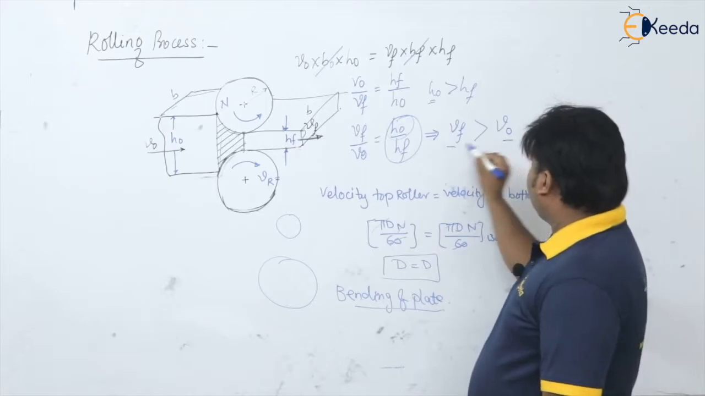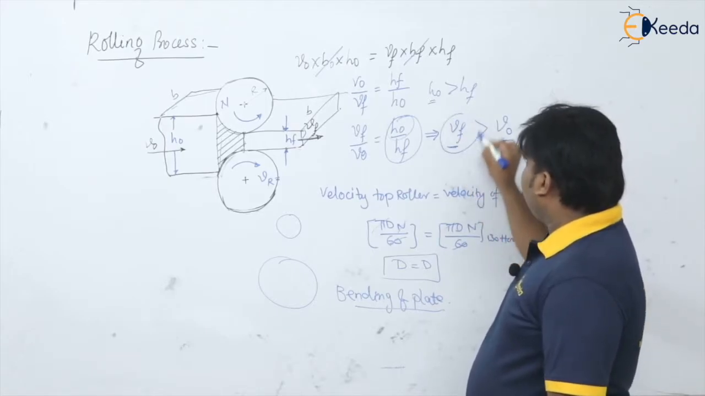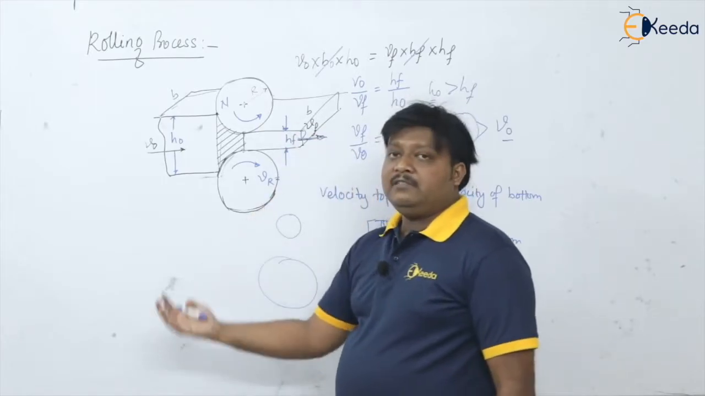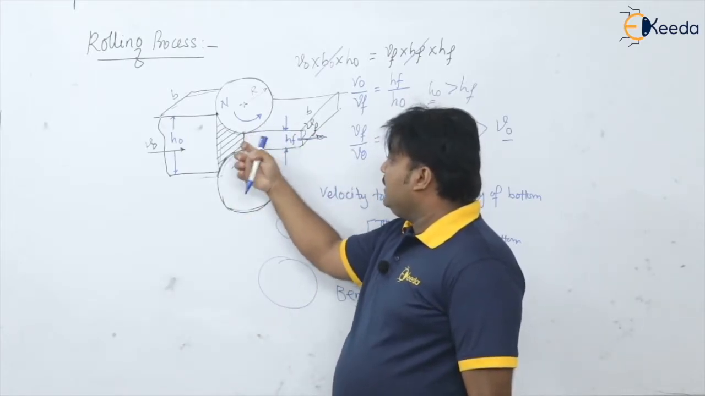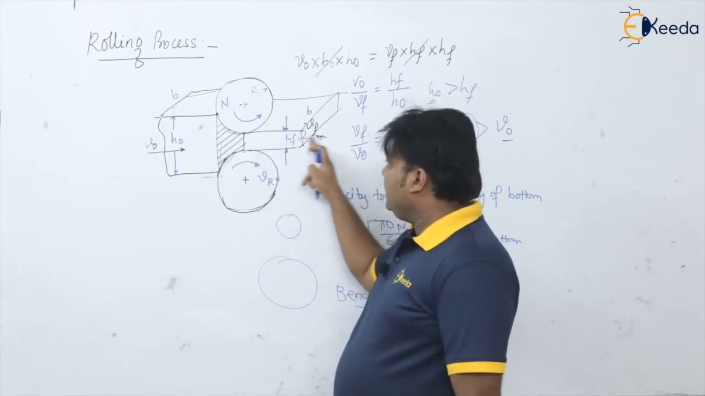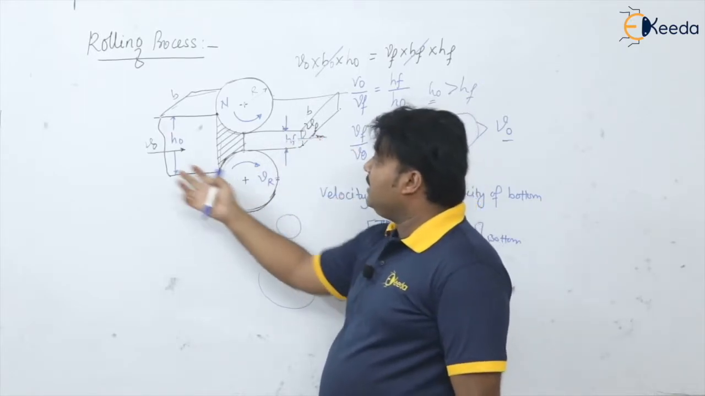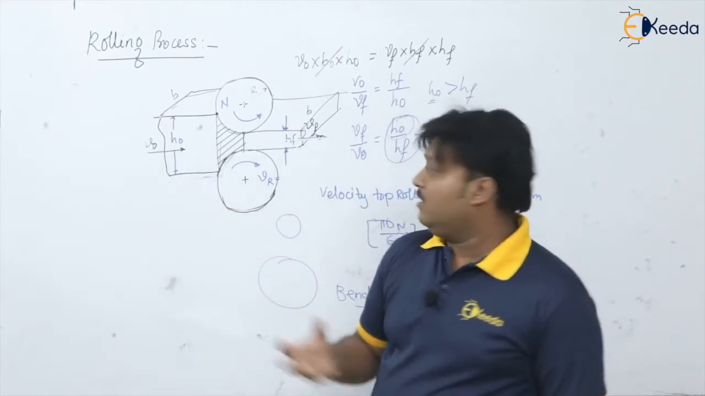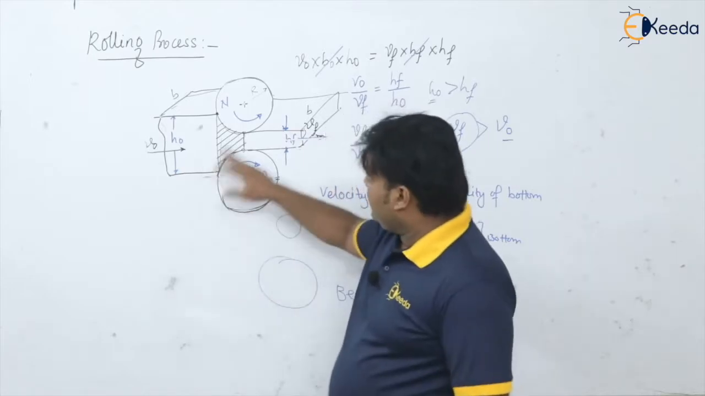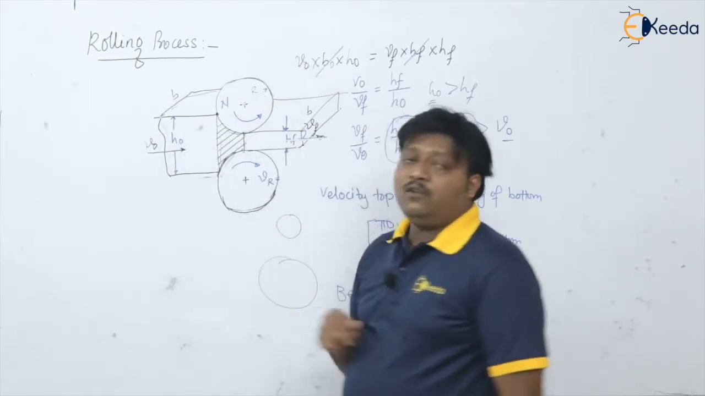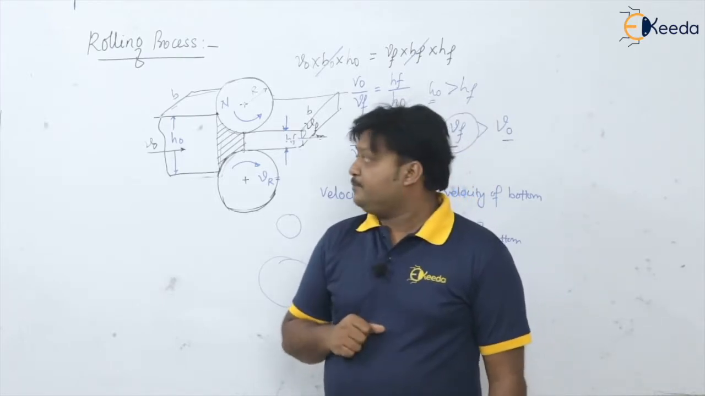For the strip or for that plate, the final velocity of this plate here, the plate is coming with very low velocity. Once it passes the deformation zone, it shows an increase in the velocity, whereas initially the strip velocity was very less. But in the entire operation, the velocity of the roller was constant.